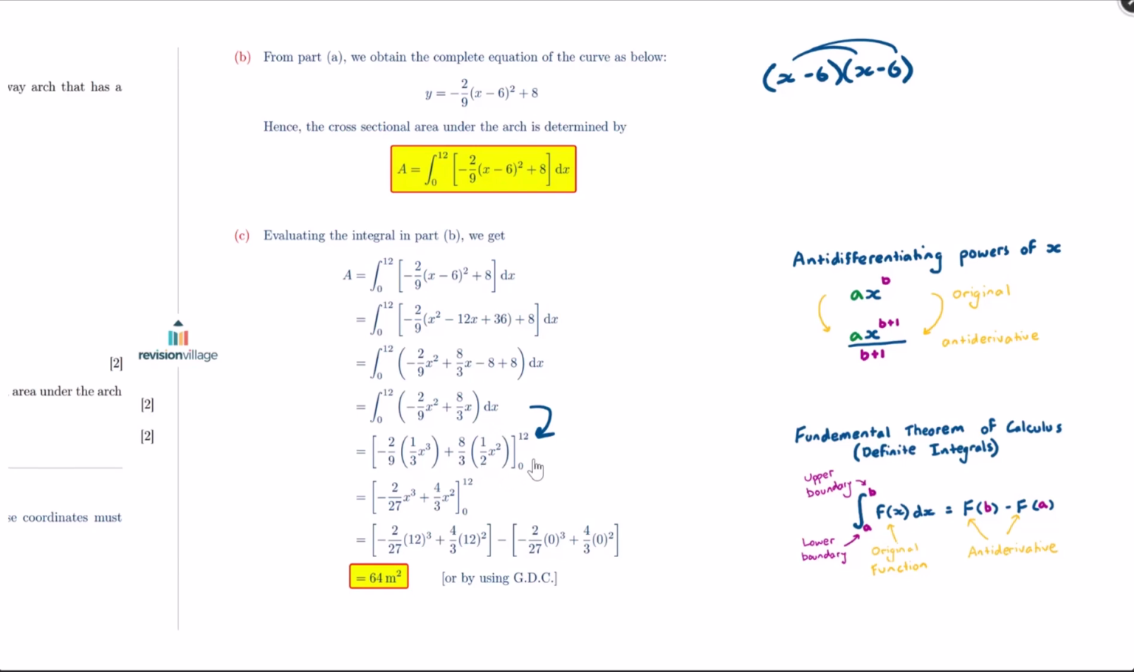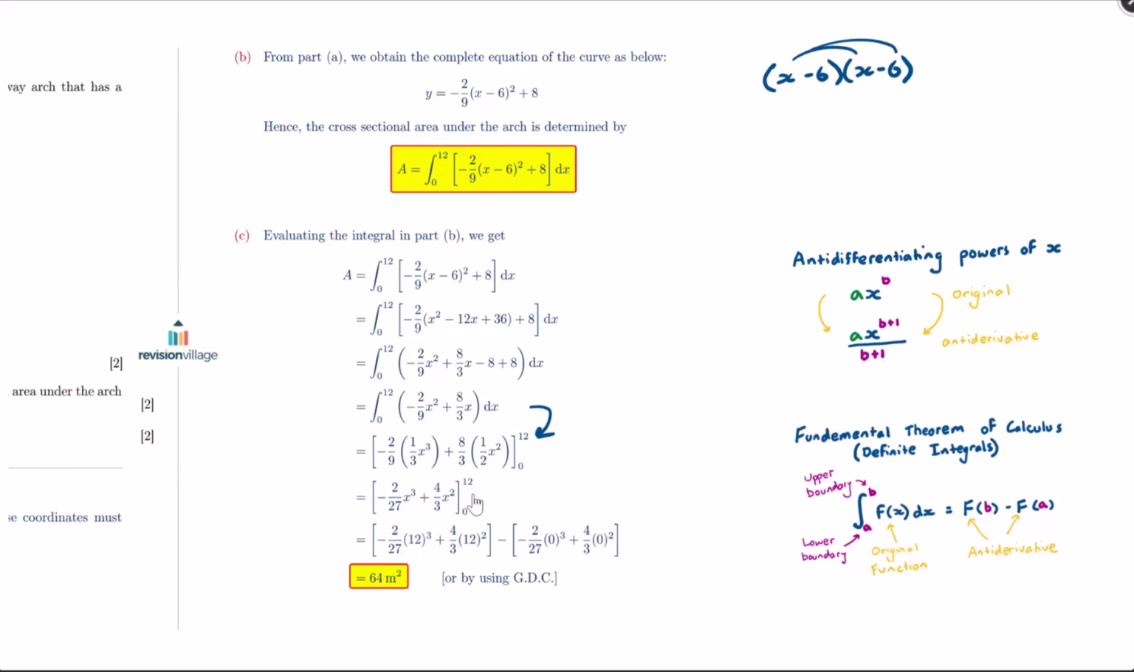Now, when we go and do the anti-differentiation step, we move the boundaries, the lower boundary and the upper boundary, in these positions here on the square bracket. So lower boundary is positioned here and upper boundary is positioned here. Okay, in the next step, I have just cleaned up. So negative 2 on 9 multiplied by 1 on 3 gets negative 2 on 27. And in the second term here, the 8 on 3 multiplied by the half gets 4 on 3. And I still have my boundaries here.